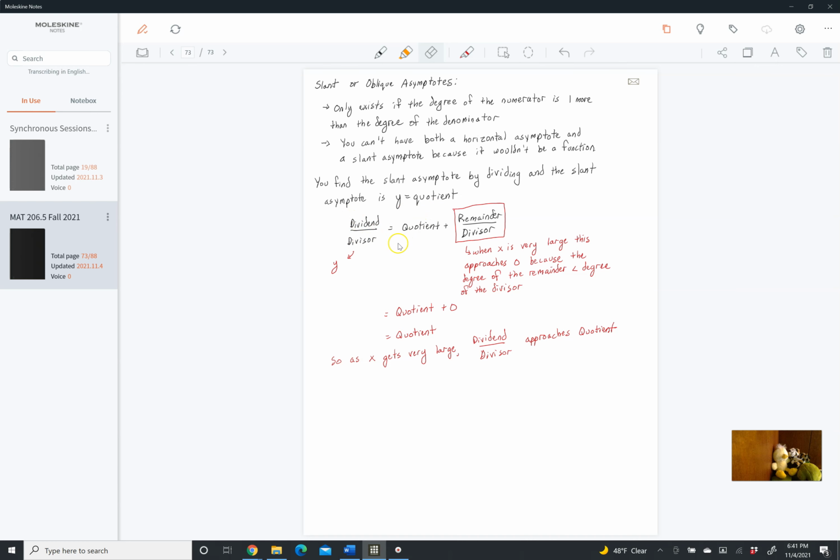The dividend over the divisor is equal to the quotient plus the remainder over the divisor. The remainder over the divisor approaches 0 as x gets very large. So y approaches the quotient. This approaches 0. It's not equal to 0. So y is not equal to the quotient. It approaches the quotient, which means that's what the asymptote is, because it's what it approaches.